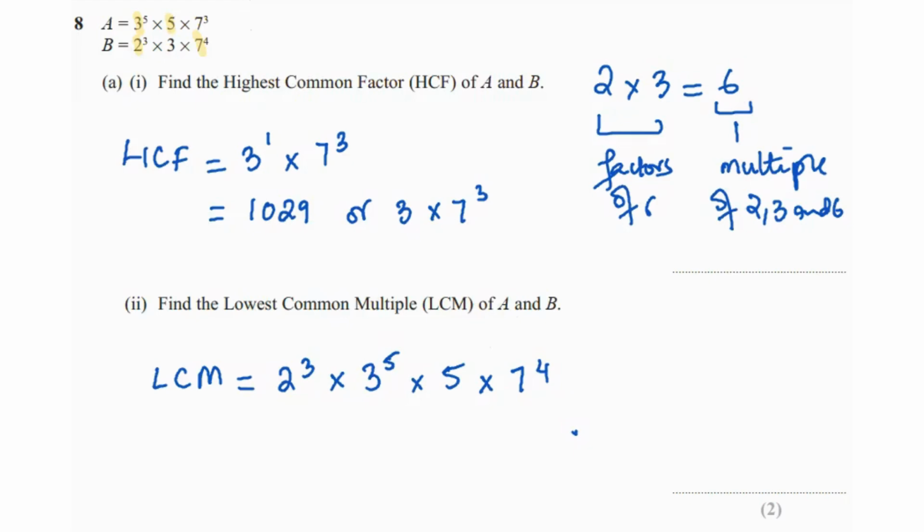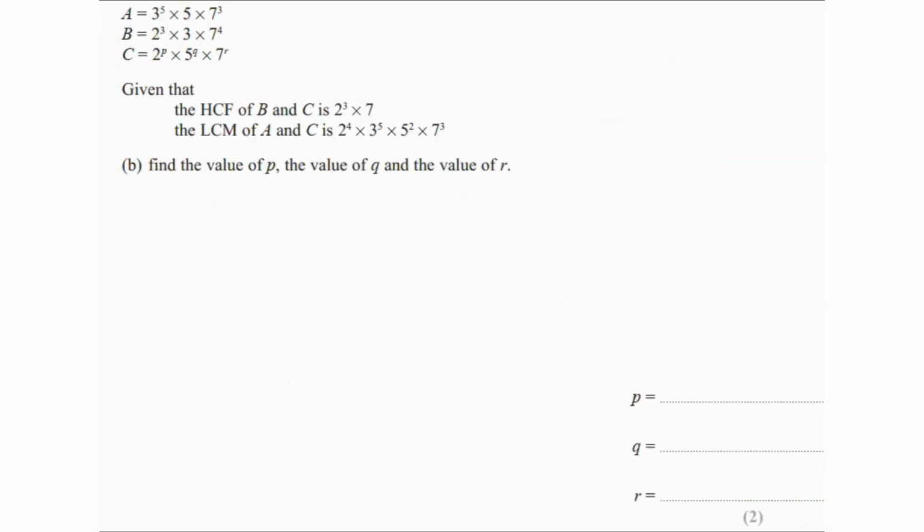So that's how you differentiate between HCF and LCM when you're solving questions with A and B given as a product of their prime factors, or even when they give 2 numbers and you try to find what their LCM or HCF is. Now in the second part, we again have A, B, and now we have C as well. Given that the HCF of B and C is 2 to the power of 3 times 7, and the LCM of A and C is 2 to the power of 4 times 3 to the power of 5 times 5 squared times 7 to the power of 3.